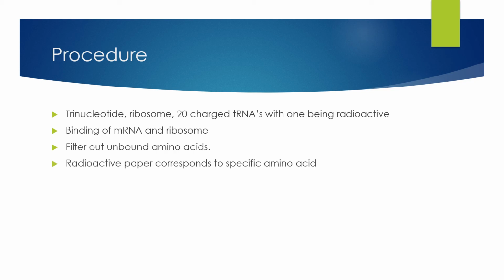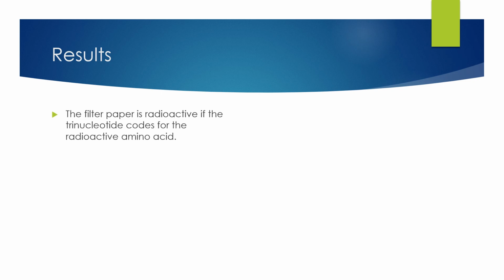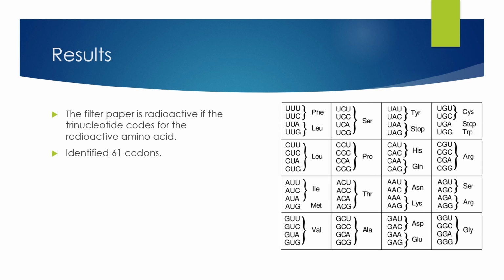And then once they did that, they would filter out the unbound amino acids, and then the bound ones would bind to the radioactive paper, and then they would be able to see from there the specific amino acid. And they ended up with 61 identified codons, which are now in our codon chart that we use today.